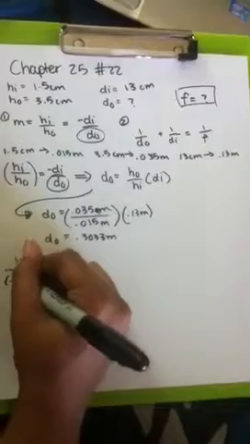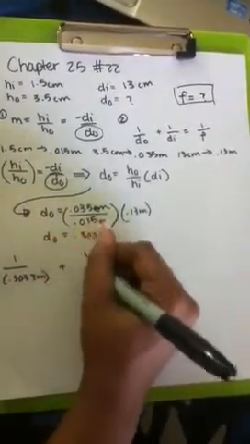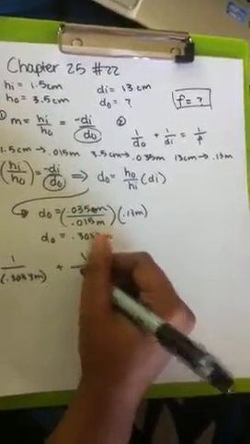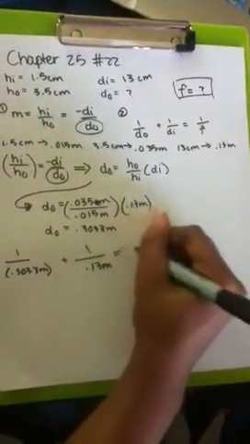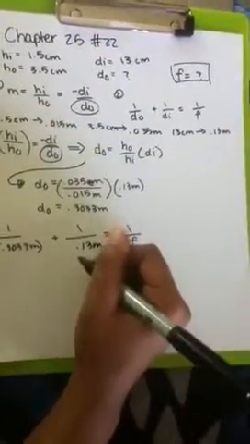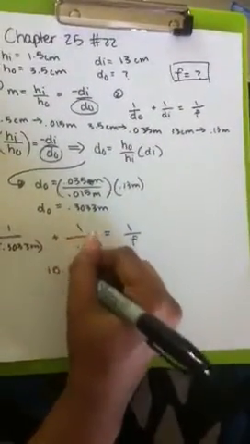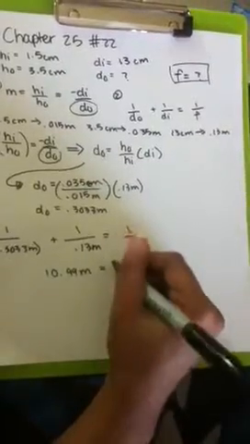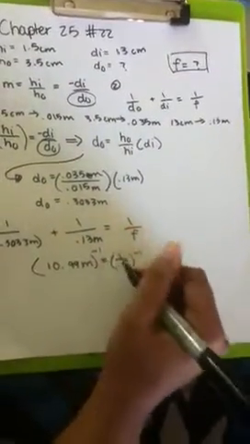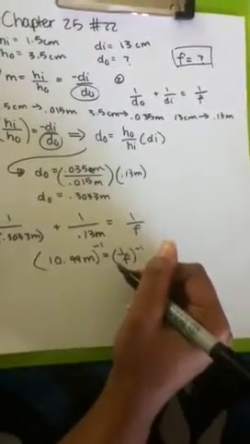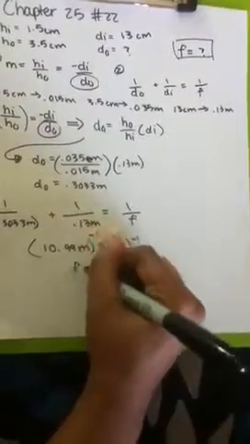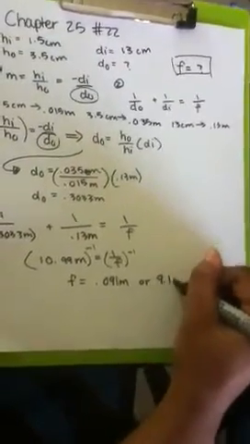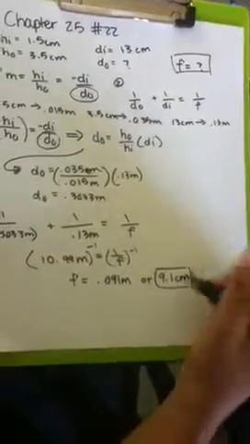So 1 divided by 0.3033 meters plus 1 divided by the distance of the image, which is 1 divided by 0.13 meters, is equal to 1 divided by the focal length. I came up with a value of 10.99 per meter is equal to 1 divided by f. But this is not the focal length. What you have to do is raise everything to the negative 1 in order to find the focal length, because right now this is 1 divided by the focal length. And so once I did that, I found that the focal length was equal to 0.091 meters, or 9.1 centimeters. And this was the final answer for the focal length.